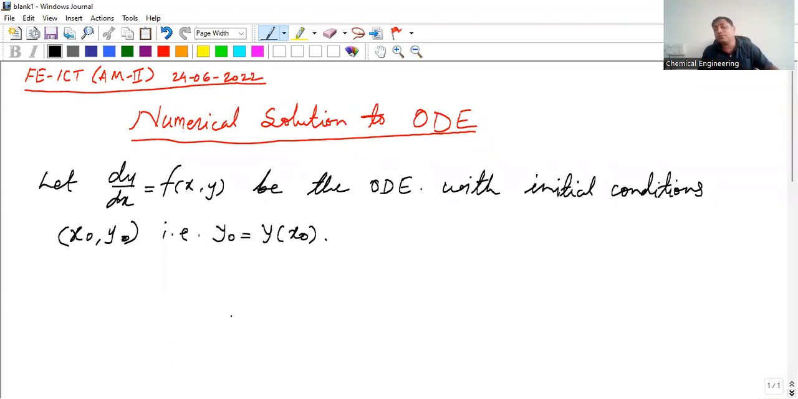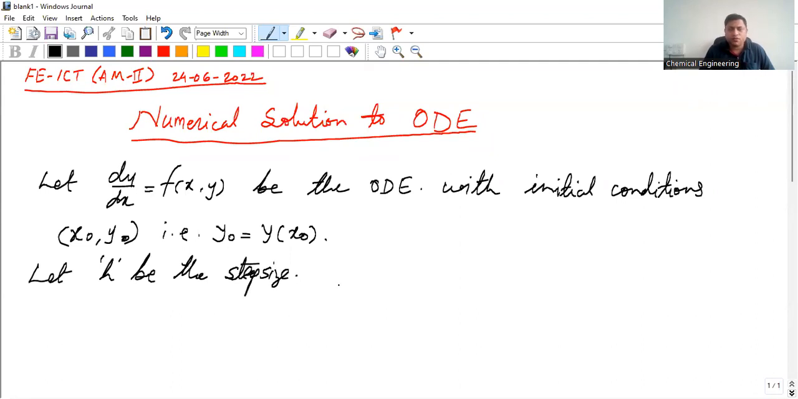Other methods, like the Euler method, are multi-step methods. As we have seen the step size in interpolation as well as in numerical integration, the notation for the step size remains the same. Let h be the step size.